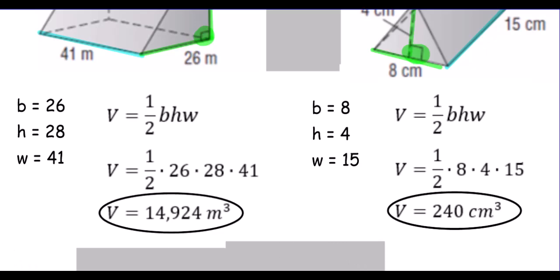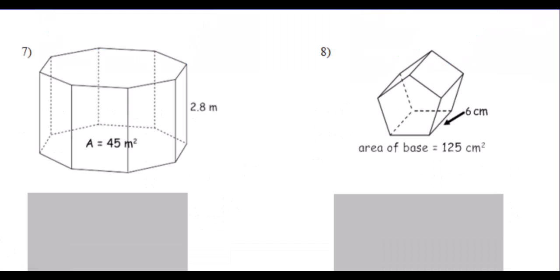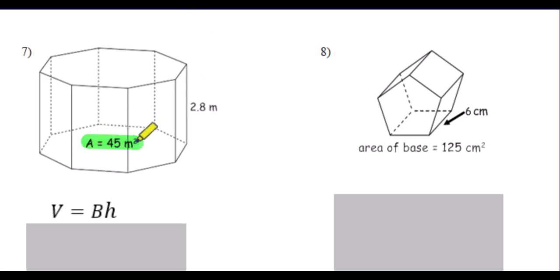All right, our next two examples are our polygonal prisms. We specifically in number 7 have an octagonal prism. So if it's any prism besides a triangular or rectangular prism, we're going to use that area of the base times the height. Now we are given the area of the base here of 45 meters squared, since we don't know how to find the area of an octagon yet. The width or height of our prism is going to be the 2.8 meters.